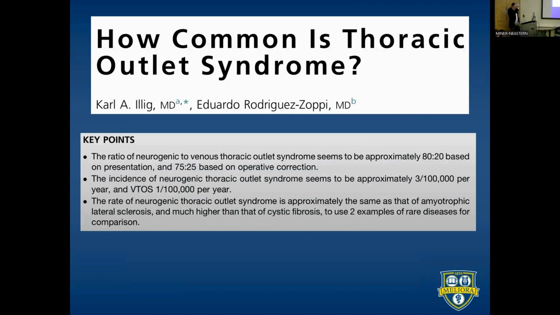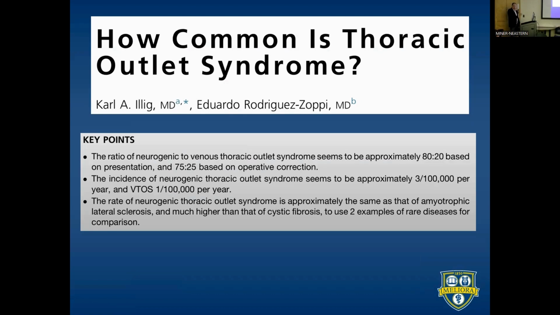So how common is this? Dr. Illig used to be a vascular surgeon here, and before that department completely disintegrated, he was the chairman. He went to Walter Reed for a while. Now I think he's in Florida, but he's still publishing. This is a relatively recent study of their institutional experience of TOS. They found that neurogenic to venous is about 80-20 in presentation, so about three quarters were neurogenic. The overall incidence of neurogenic is about 3 per 100,000.